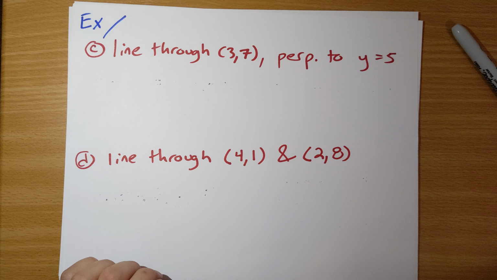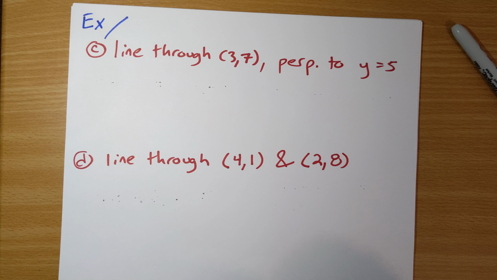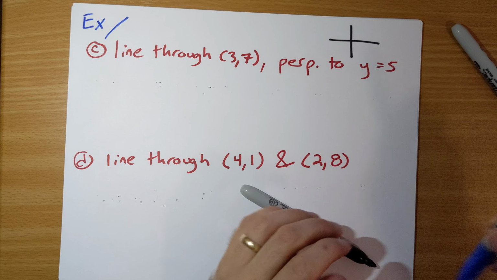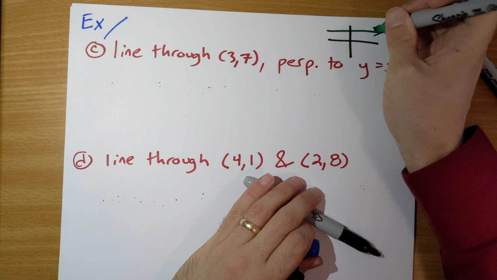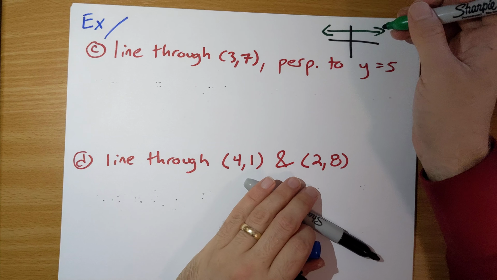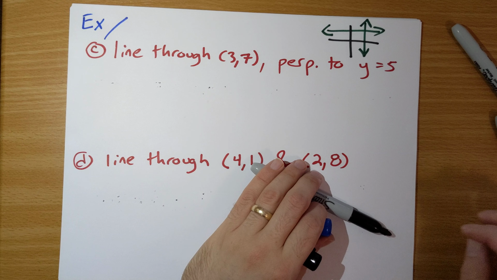Next example, suppose we have a line through the point (3, 7) that's perpendicular to y is equal to 5. Let me just draw that on here. That is a horizontal line. So what would be perpendicular to a horizontal line is a vertical line.